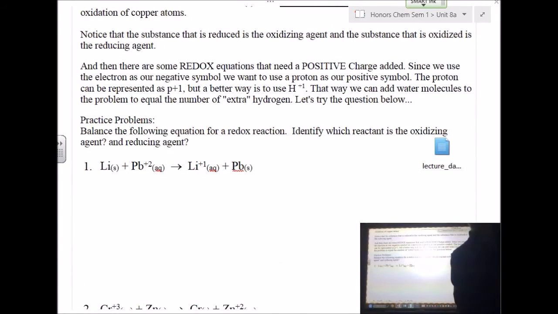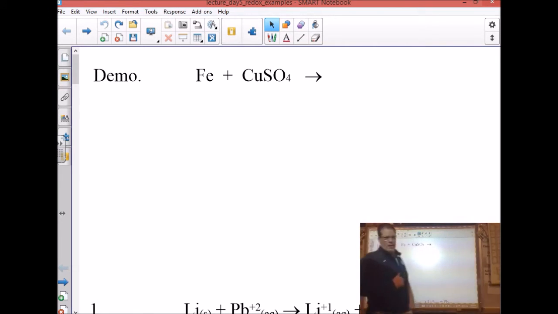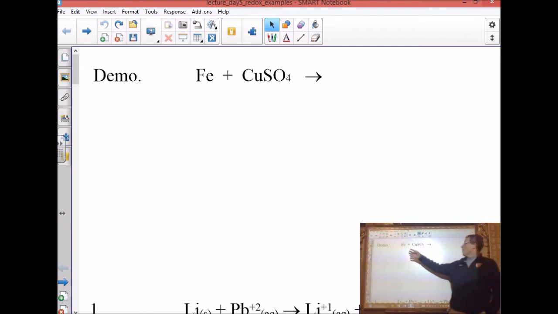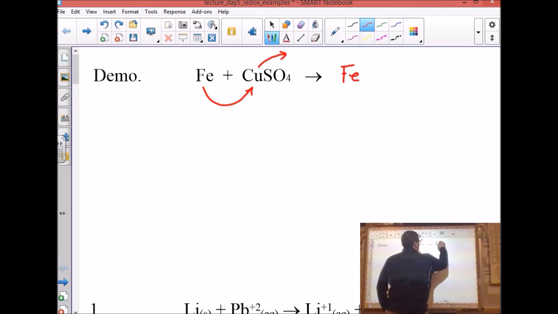Let's do an example. Oh, let's do a demo first. We have this reaction up here where it's iron plus copper sulfate. And what kind of reaction is this again? Single replacement. Very nice. You should know this. This is one of the 5 reactions. In this case, iron attempts to replace the copper and kick it out. So what products will we have on the other side? Fe with the sulfate and copper.